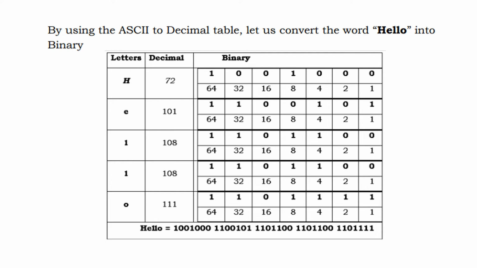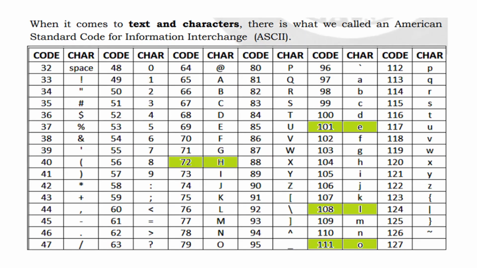I hope you understand the conversion. Again, capital H is 72, small letter E is 101, small letter L is 108, and small letter O is 111.